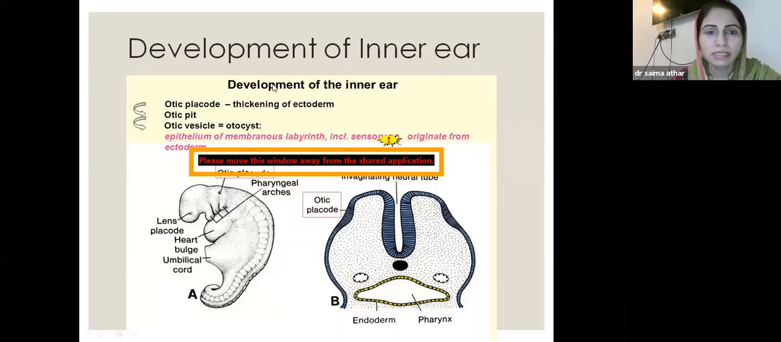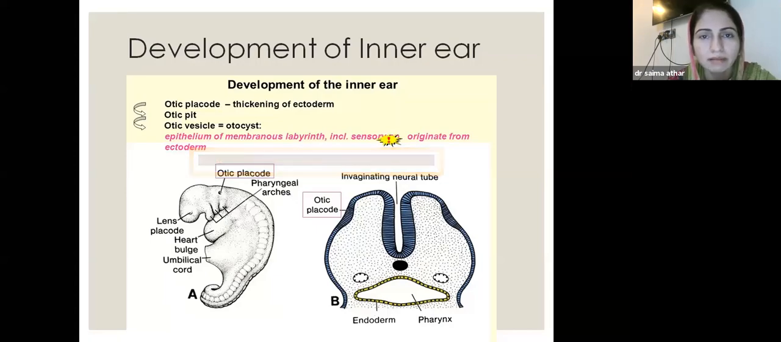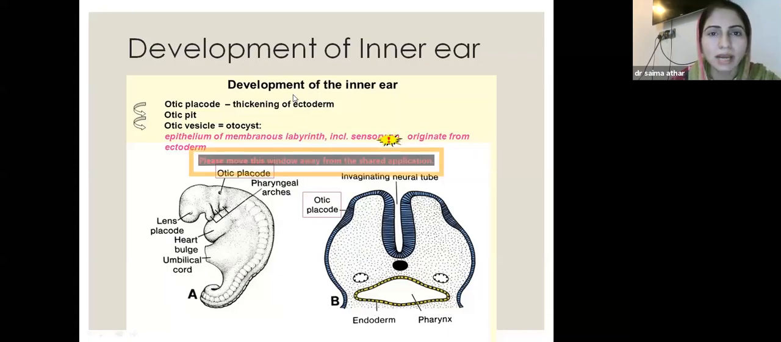Now, development of the inner ear. This is all about the gross anatomical structures, and much detail is not required as far as development is concerned. But at any point, if you are unable to understand, you can share your question in the chats. Meanwhile, or at the end, I'll give you the time for queries. Remember that I told you there are 3 different units of the ear: external, middle, and inner.